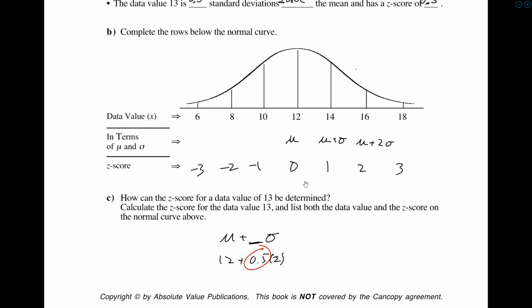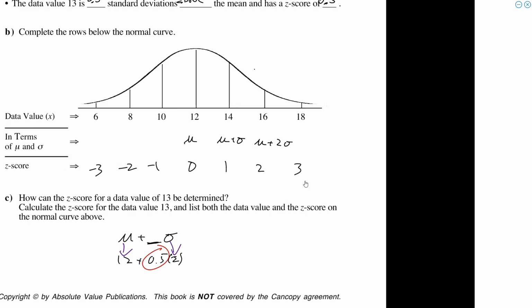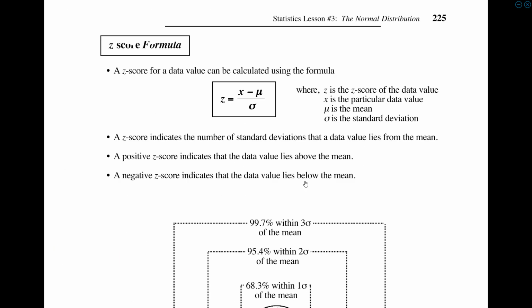Because each sigma was worth 2, right? Our standard deviation in this situation was 2, and our mean was 12. The standard deviation was defined. That's what we were doing yesterday, finding our standard deviation. Yes, our standard deviation is 2.